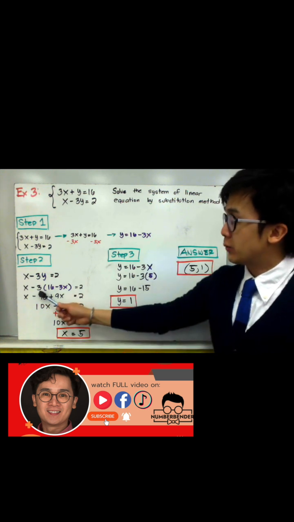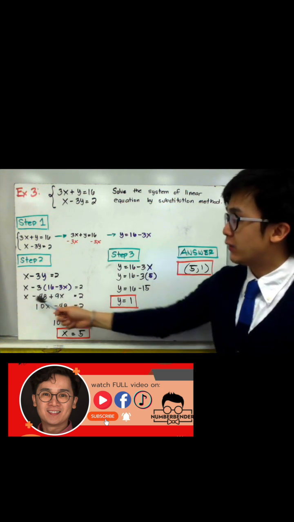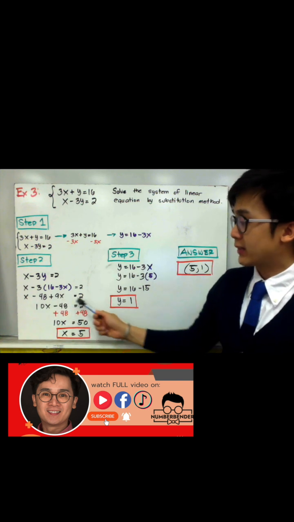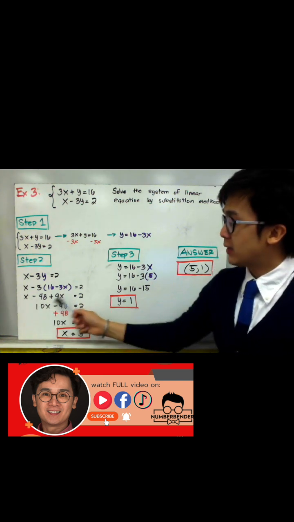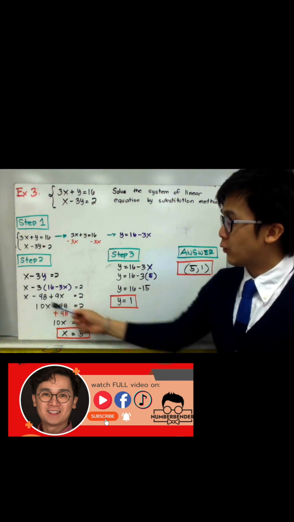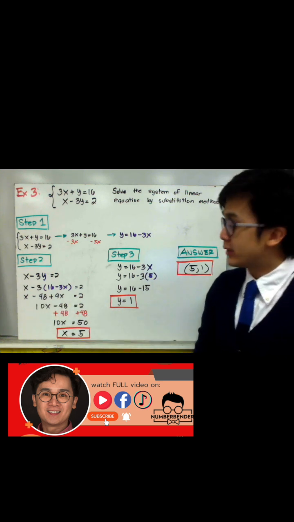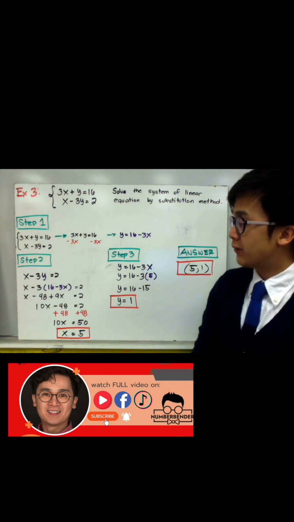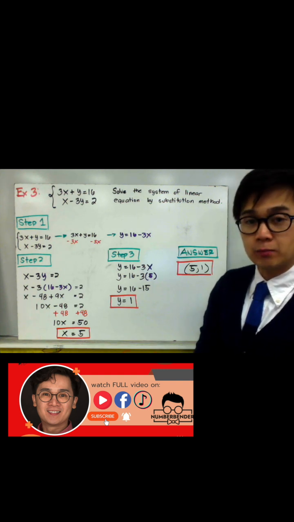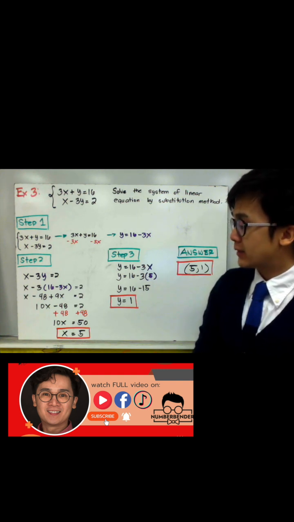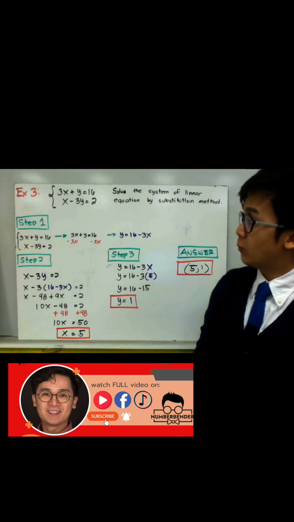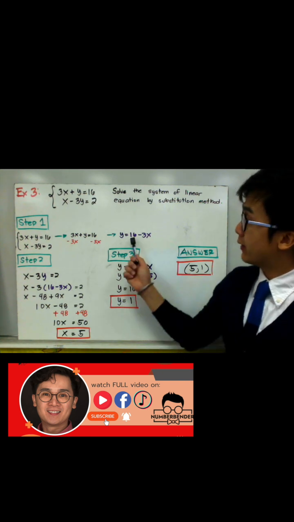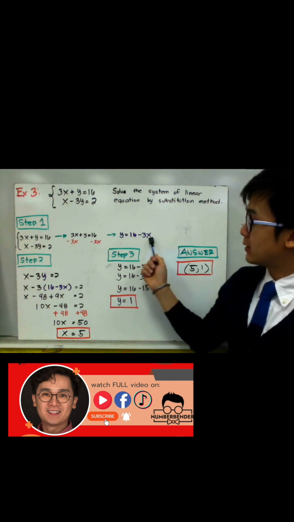So by substitution method, this is like example number 1 and example number 2 all over again. So I'm going to distribute 3 to 16 minus 3x, leaving me with x minus 48 plus 9x equal to 2. And by combining like terms, I can add x and 9x, leaving me with 10x minus 48 equal to 2. So since I'm solving for x, I will get rid of negative 48 by adding 48 on both sides, giving me 10x is equal to 50, which is x is equal to 5. So now that I have x is equal to 5, I can find my value of y using line 1 by replacing x with 5.